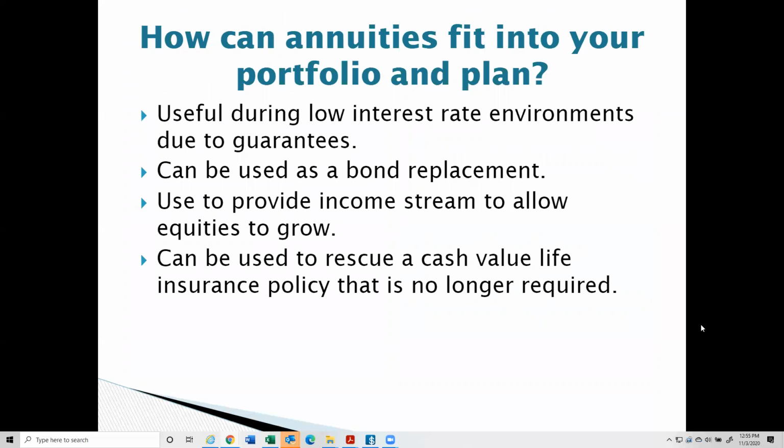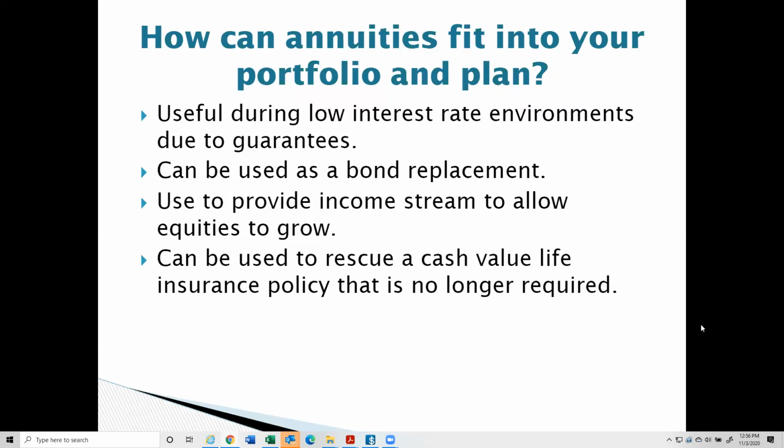So how can annuities fit into your portfolio and your plan? Well, they can be pretty useful in these low interest rate environments due to the guarantees that are built into these annuities. In many cases, we're using annuities as a fixed income replacement. With the historically low interest rates today, annuities potentially can provide greater returns with some guarantees that bonds just cannot produce currently.